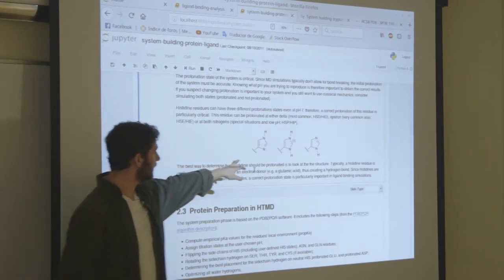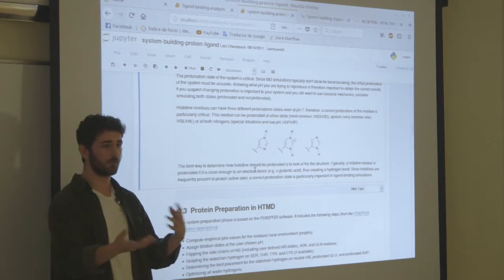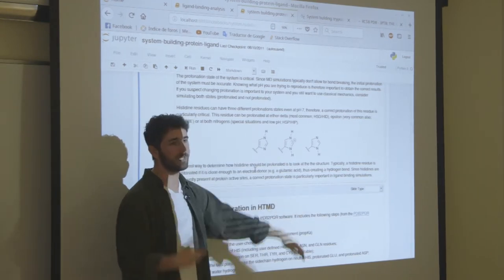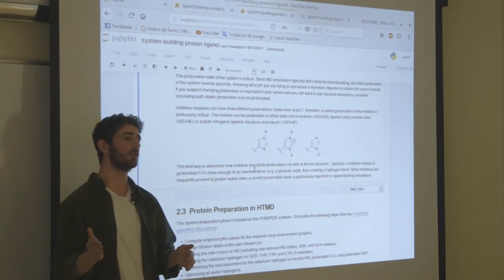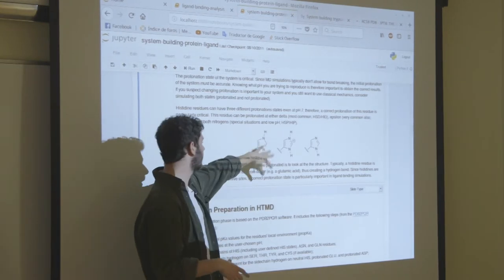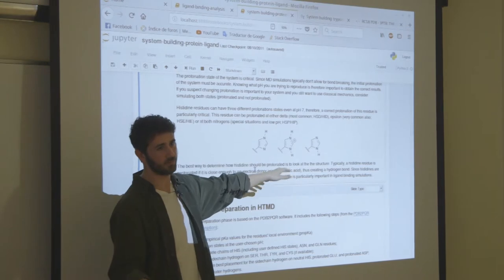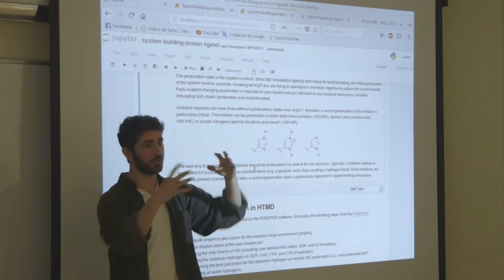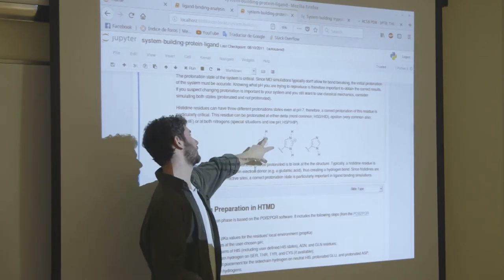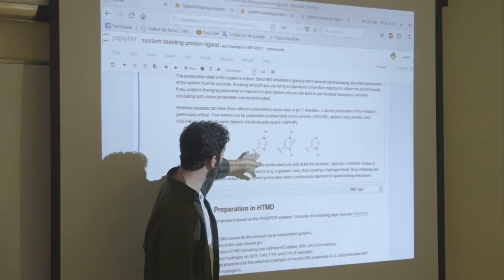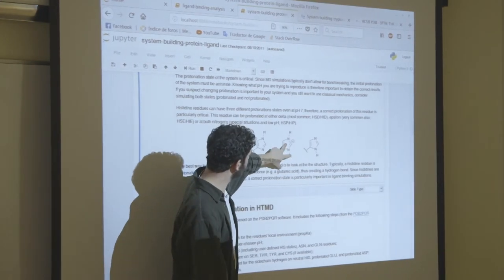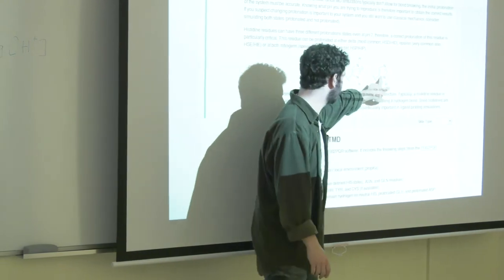For example, this amino acid is histidine. It's one of the amino acids that can form a protein. And this one is really tricky because at pH 7, it can have three different structures depending on its local environment. They're called protonation states. So depending on the local environment of this amino acid, the hydrogens can form either this protomer, this one which is positively charged, or this one.